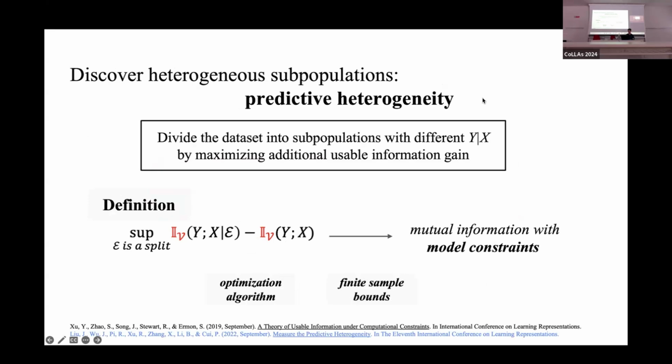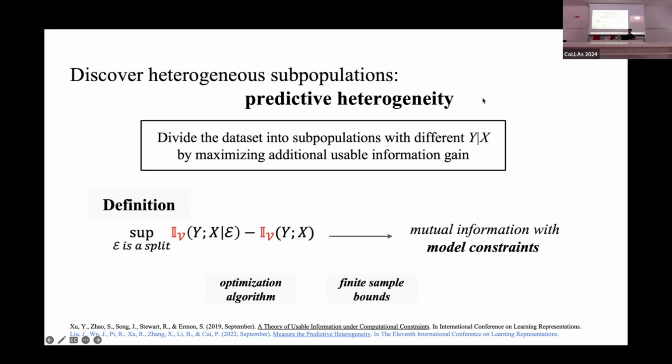Let's move on to our first tool, predictive heterogeneity. It's a very first try in this direction, and we hope this example work could inspire further research. The high-level idea is that it tries to divide the whole data set into different subgroups with different y-given-x distributions by maximizing the additional useful information gap.